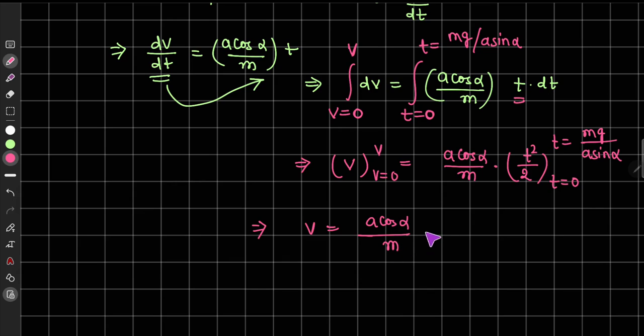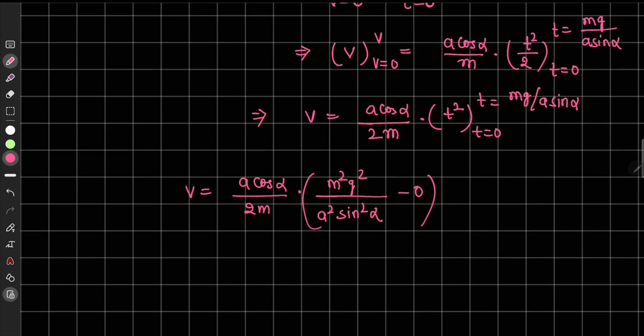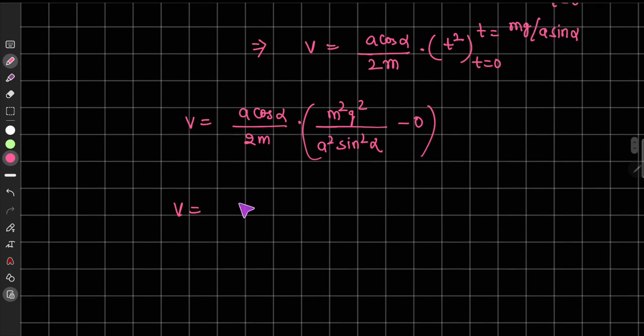So from here we can get velocity equal to a cos alpha divided by m into t square by 2, from t equal to 0 to t equal to mg divided by a sin alpha. Let us substitute the value of t and we will get v equal to a cos alpha divided by 2m into m square g square divided by a square sin square alpha minus 0. So velocity is equal to a cos alpha into m square g square divided by 2a square sin square alpha.